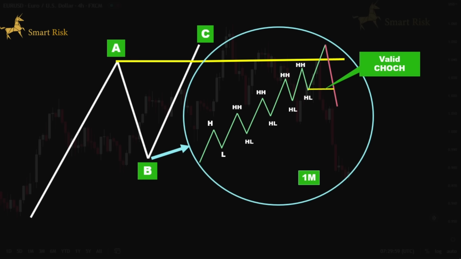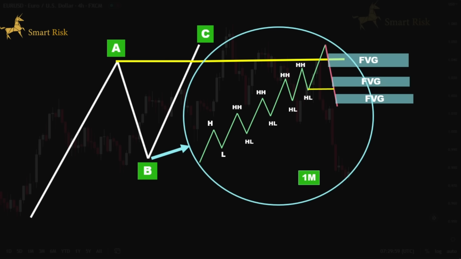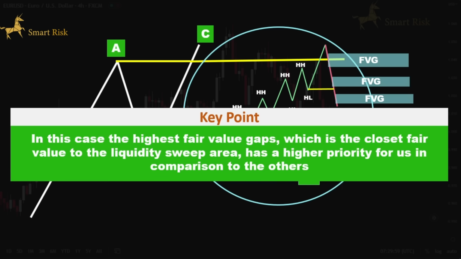So in the next step, we should spot fair value gaps near the current price. Imagine we have spotted 3 fair value gaps near the price. So the question we need to ask ourselves is, which would give us a better opportunity to trade? The key point is that the highest fair value gap, which is the closest fair value gap to the liquidity sweep area, has a higher priority for us compared to the others.